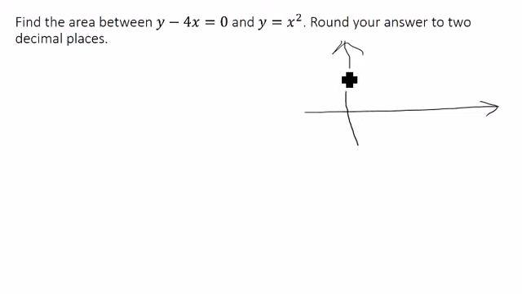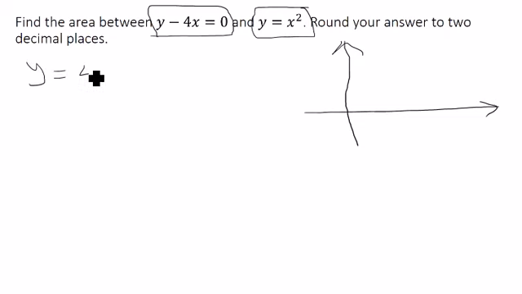Actually, there are two functions here. One is given by this equation, and the second is given by this equation. So let's change this first equation into an explicit expression, which is y equals 4x. And you can get this by adding 4x to both sides. And this gives it in the form of y equals f of x. And let's call it f1 of x.